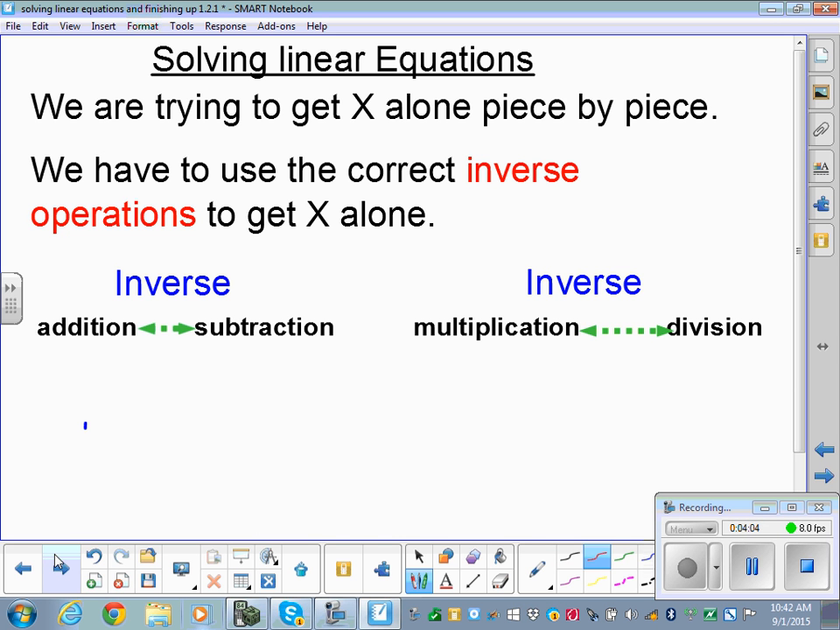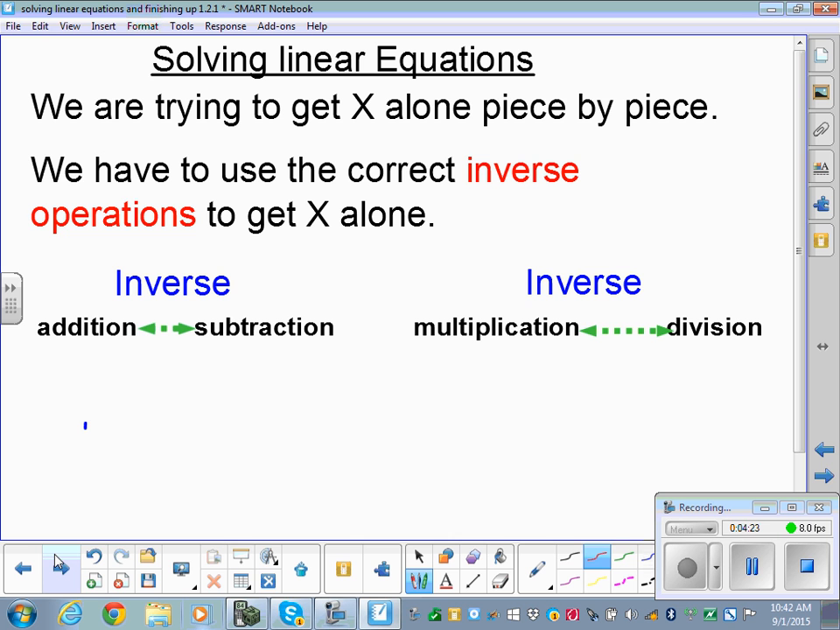So let's go through and talk about this. So I would be taking notes. Here we go. Solving linear equations, okay? So what we're trying to do when we're solving linear equations is we're trying to get x alone piece by piece. Once again, we're trying to get x alone piece by piece.